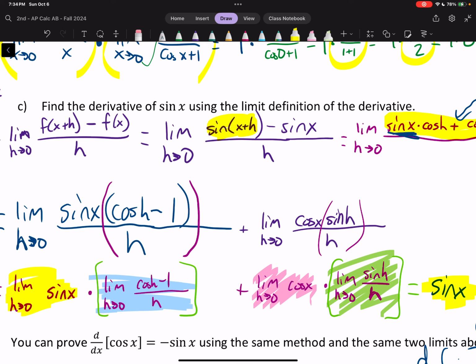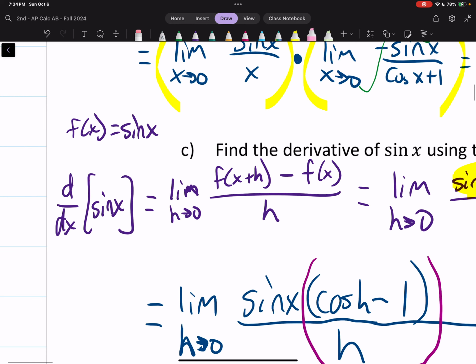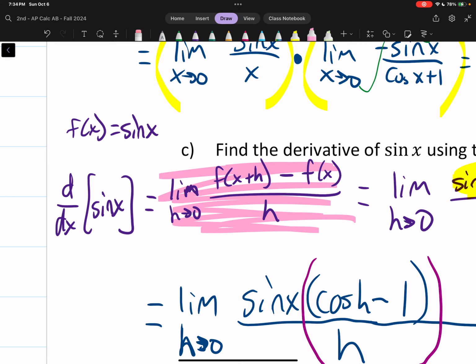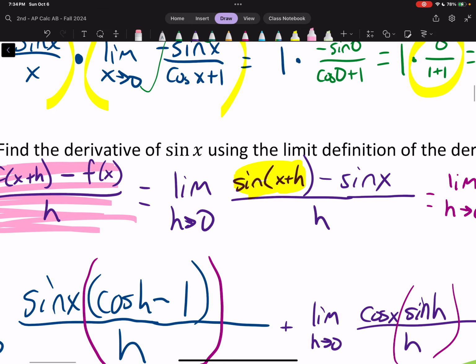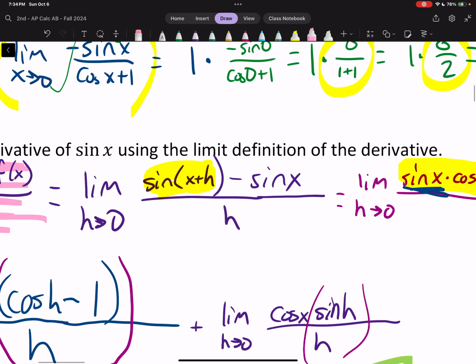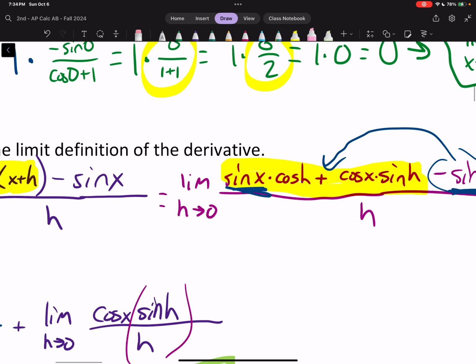Okay, so part C, next part. Now it says find the derivative of sine of x using the limit definition of the derivative. Okay, so let's go back to our limit-based definition of our derivative. We're going to use our standard one. Again, we're trying to find the derivative of sine of x. So if we substitute sine into our function, then we're going to get the limit as h approaches 0 of (sine of x plus h minus sine of x) over h.